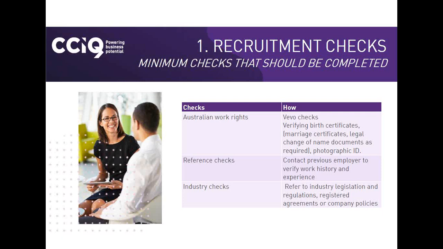And you can do that online through Vivo, which is Visa Entitlement Verification Online. You can put details in there of international passports or non-Australian passports, and it will immediately identify whether or not that person has the right to work in Australia, as well as any limitations on that person's work rights.